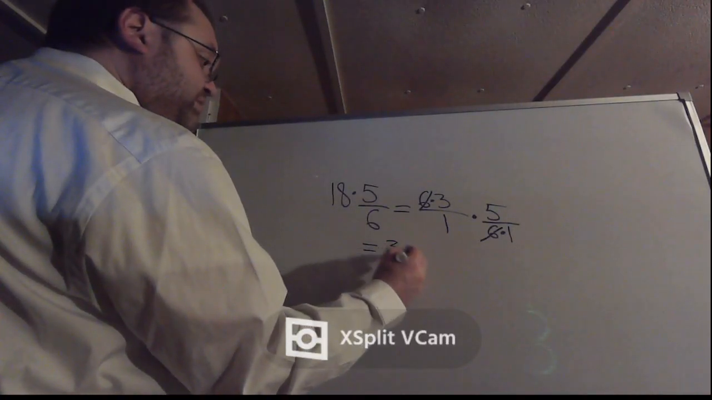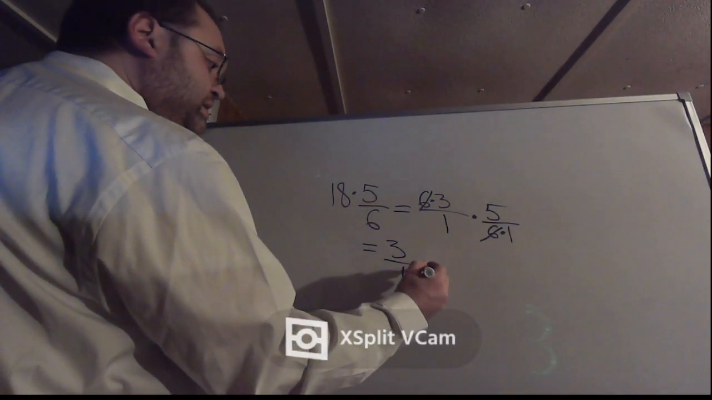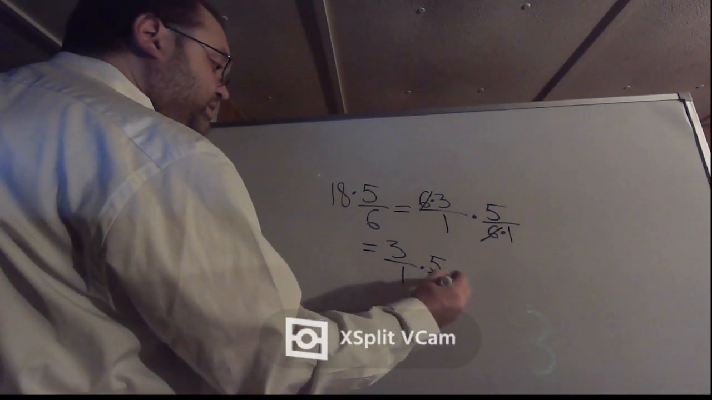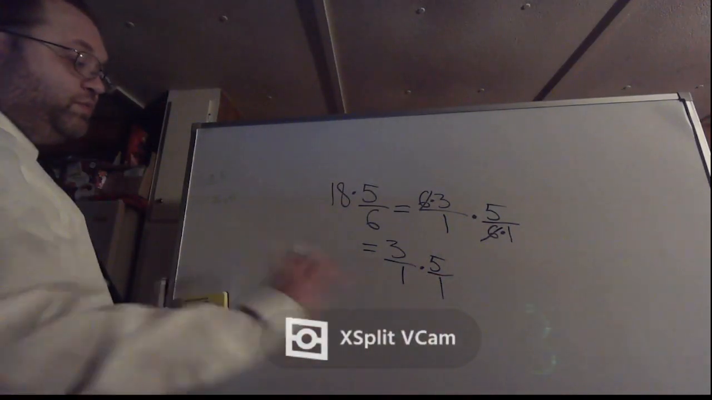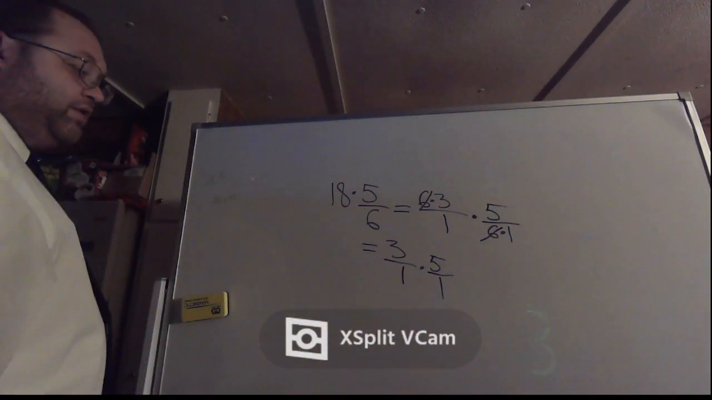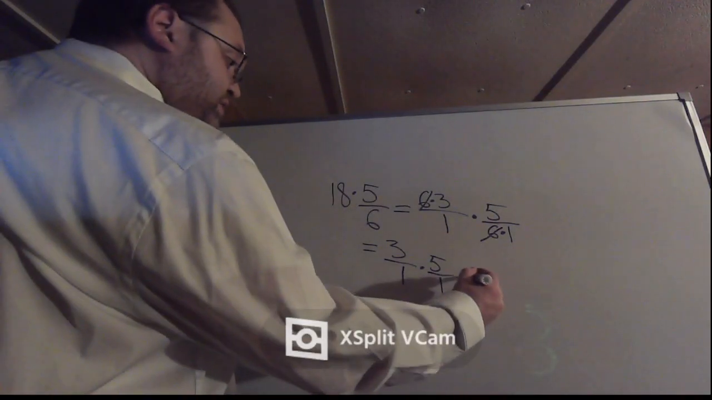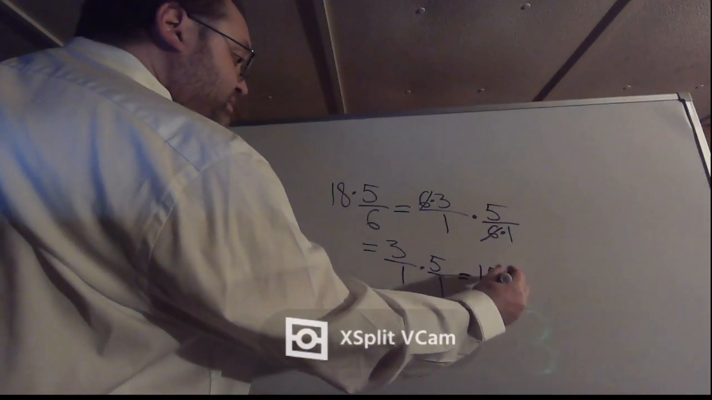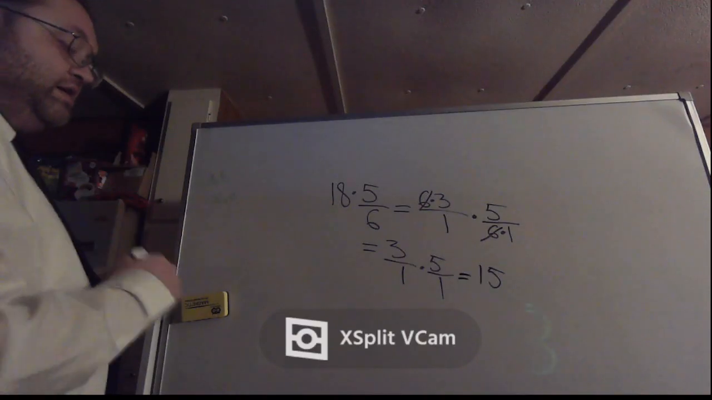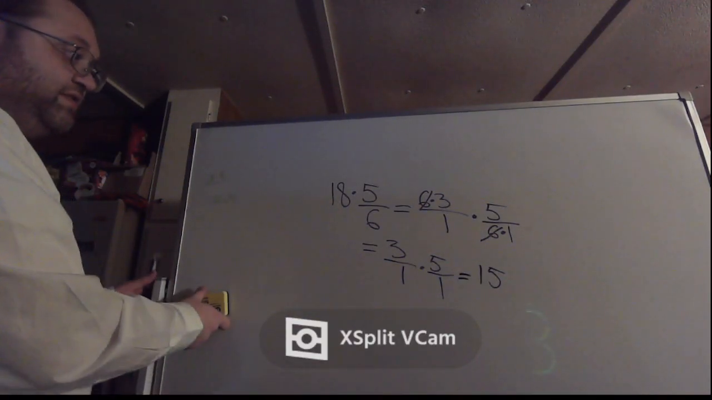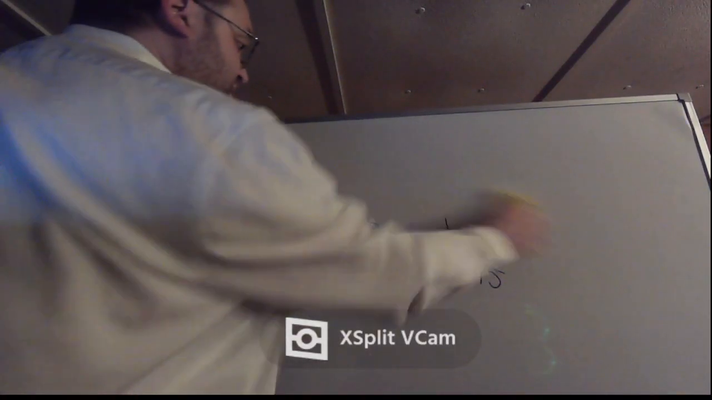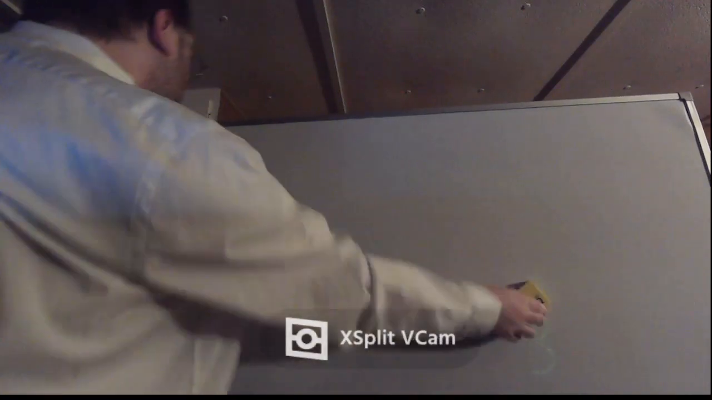So you are left with 3 over 1 times 5 over 1. Well, the ones in the denominator really don't matter. They're just kind of a guide. So your answer is just going to be 15. It could be 15 over 1, which would give you 15. But yeah, that's your answer. One more problem.